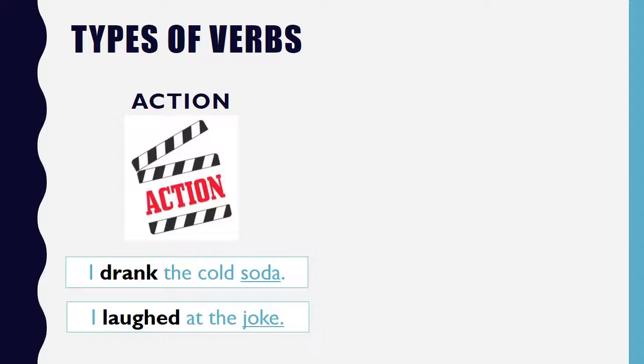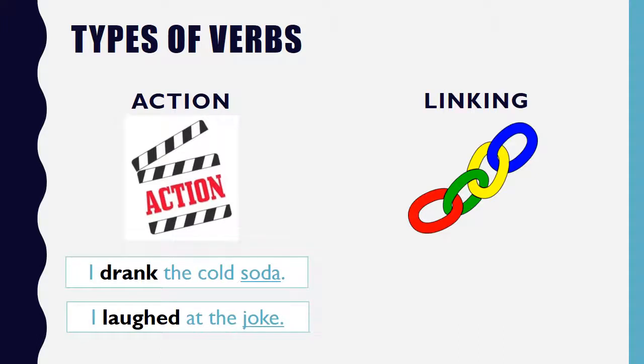Another example is, I laughed at the joke. Laughed is the action verb because I can see someone laughing at the joke. The second kind of verb is a linking verb. Unlike action verbs, linking verbs show a relationship between the subject of the sentence and a noun or adjective being linked to it.